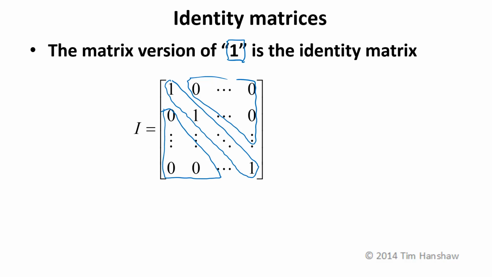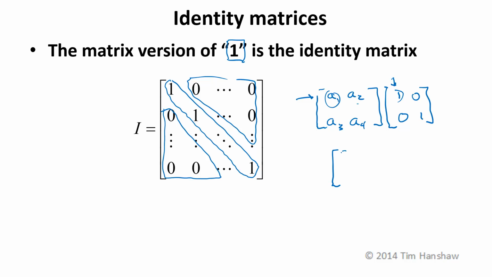The main property of an identity matrix is if you multiply a matrix times an identity matrix, you get the original matrix back. So if I have a matrix that's A1, A2, A3, and A4, and multiply that by a 2 by 2 identity matrix, I multiply this row times this column, that's A1 times 1 plus A2 times 0, which just gives me A1. First row, second column is A1 times 0 plus A2 times 1, which is A2.